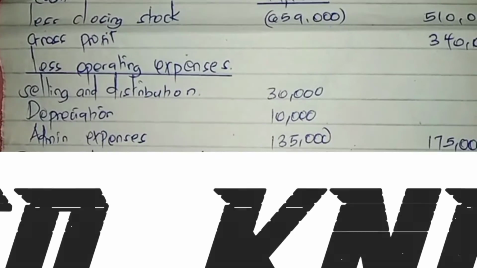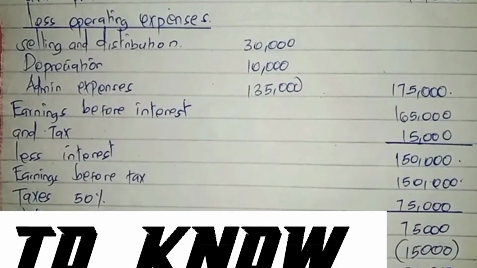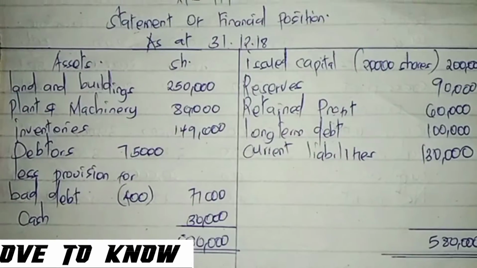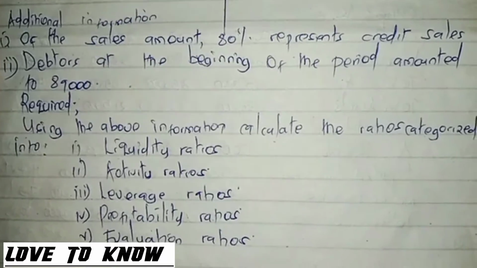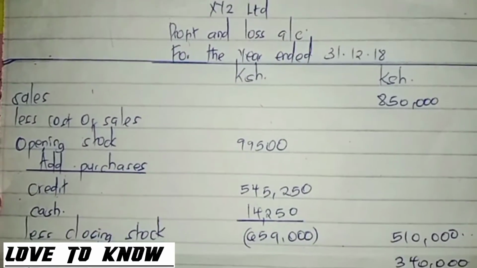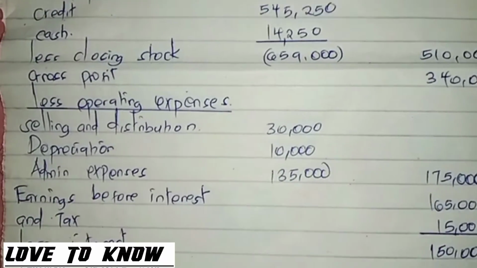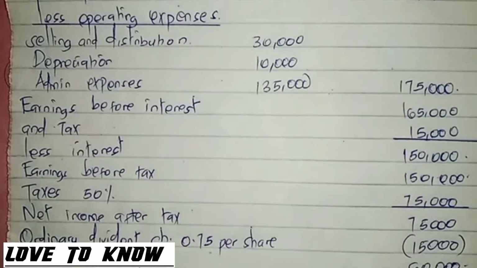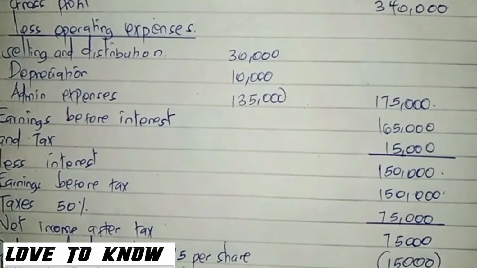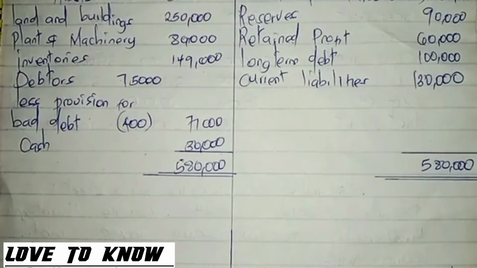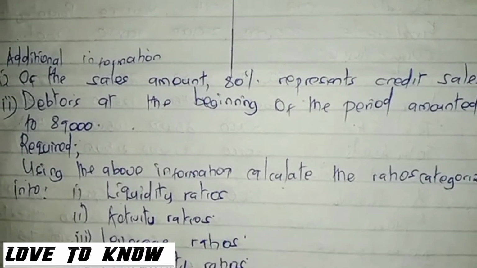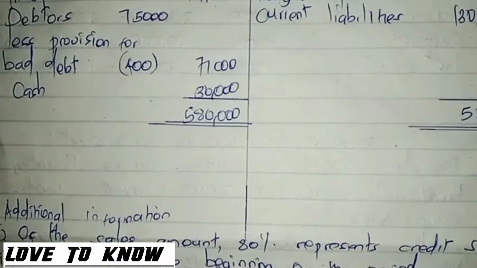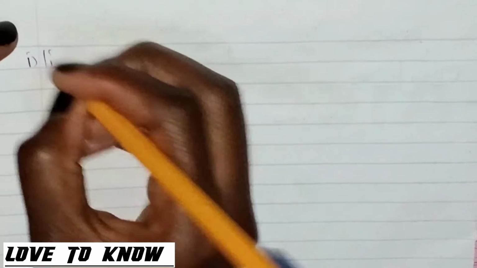Today we are going to discuss ratios in the management of financial statements. We have been given a question which reads: the following is a summarized profit and loss account of XYZ Limited for the year ended 31st December 2018 and the balance sheet as at that date. The profit and loss account and the balance sheet have been given in the question. The question requires, using the above information, to calculate the ratios, categorized into the first category, that's the liquidity ratios.